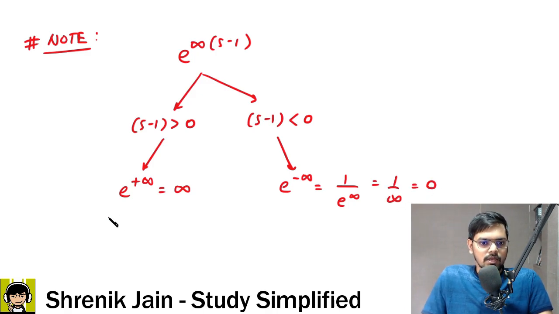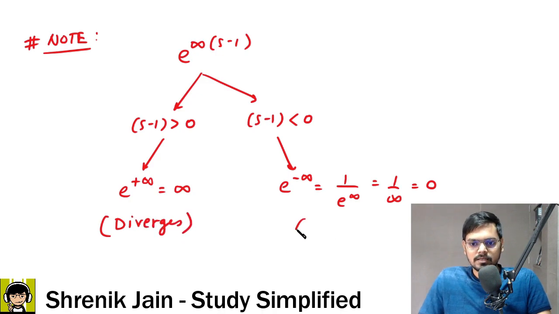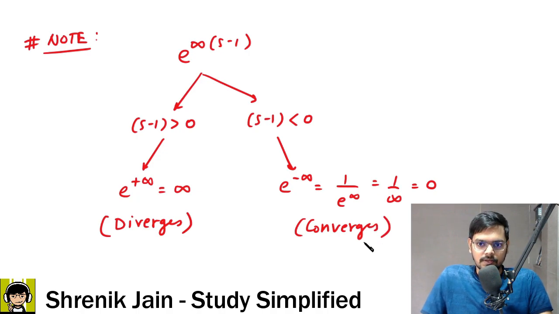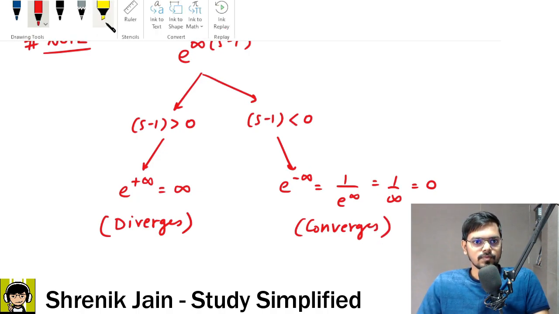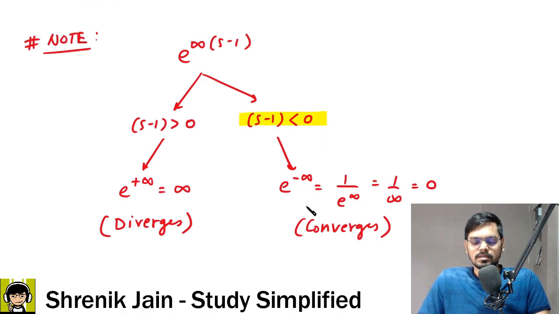So now you can note here, our answer diverges because we get infinity as the answer. Here our answer converges because we get a finite answer. So we have to consider this scenario, and then we have to convert our term like this.